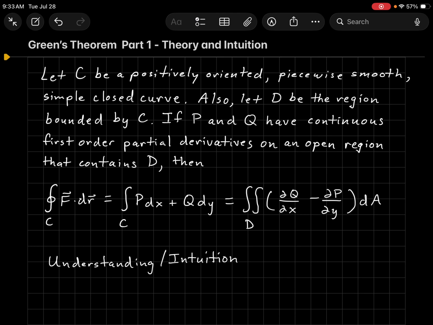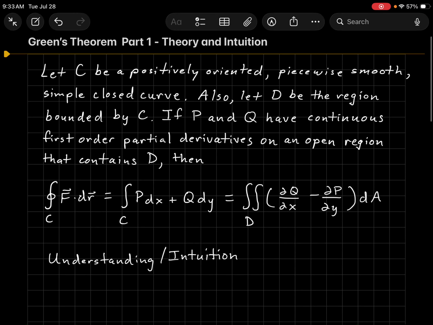If P and Q have continuous first-order partial derivatives on an open region that contains D, then the line integral, which we could write as the integral of F dot dr over the curve, or the integral of P dx plus Q dy over the curve, equals a double integral over the region bounded by the curve of the partial of Q with respect to x minus the partial of P with respect to y.